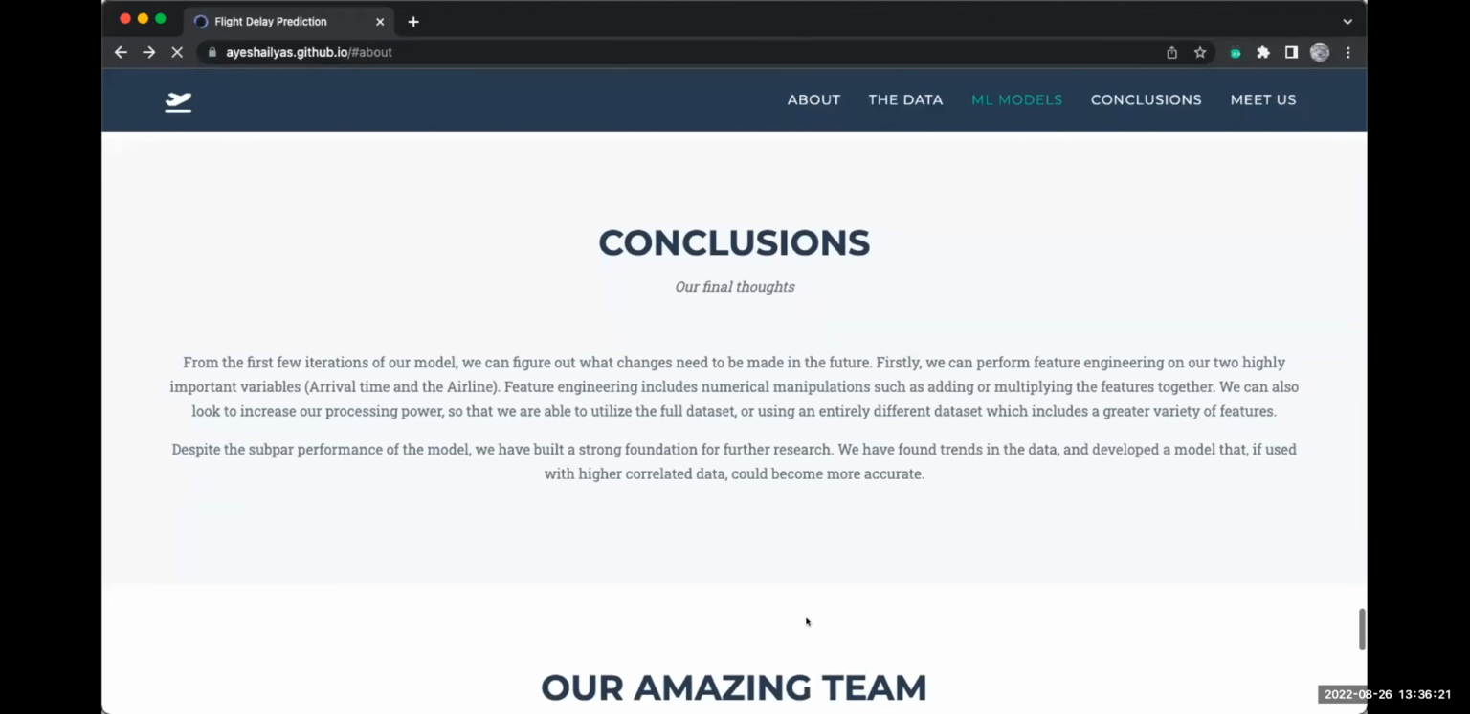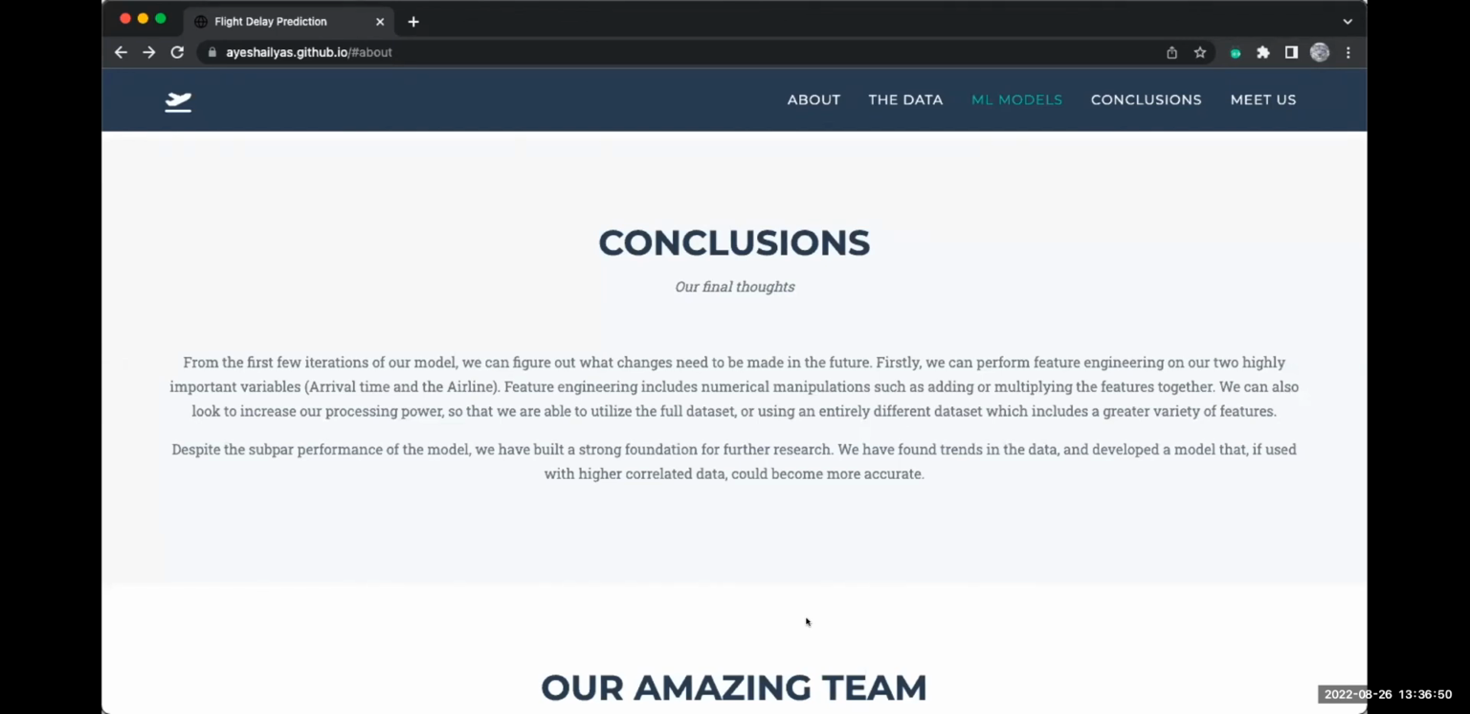Okay, thank you. So from the first few iterations of our model, we can figure out what changes need to be made in the future. Firstly, we can perform feature engineering on our 2 highly important variables, arrival time and the airline. Feature engineering includes numerical manipulations such as adding or multiplying the features together. We can also look to increase our processing power so that we are able to utilize the full dataset, or use an entirely different dataset which includes a greater variety of features.